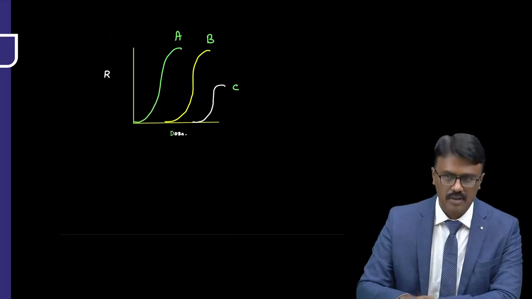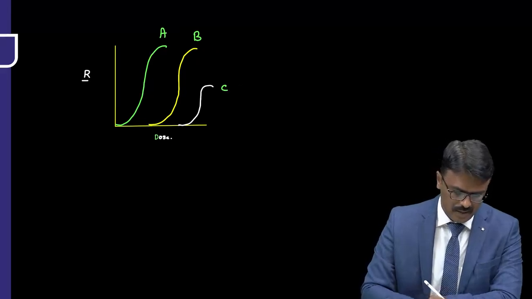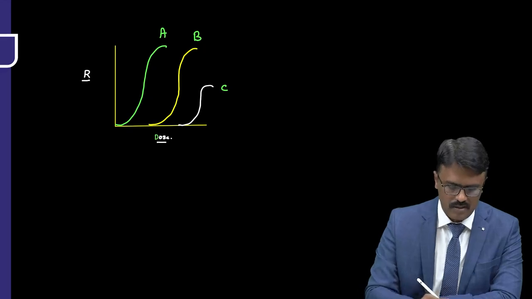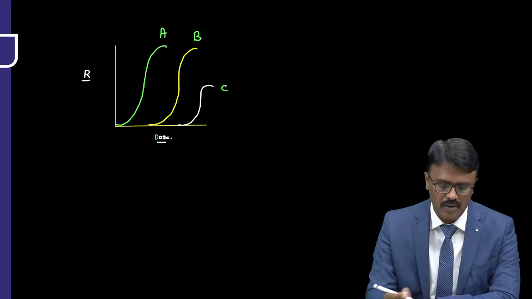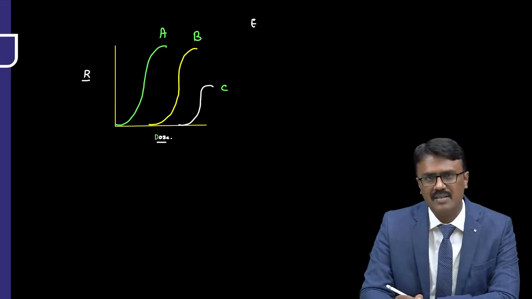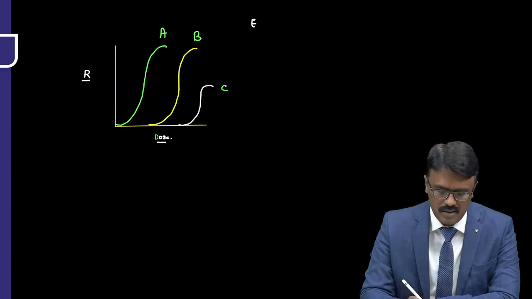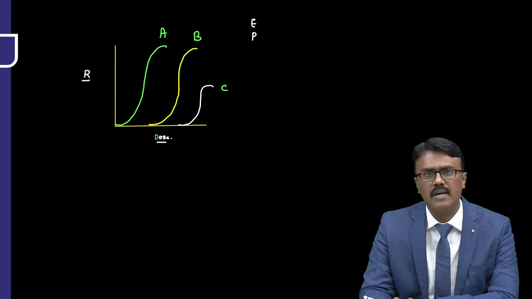Okay, so let me give an example and you need to answer this. Pause the video and just answer this query for me. Now, I've taken this graph. You can see the response here, dose here, and we have three different drugs, A, B, C. Now, you need to do one thing. You have to arrange them in the order of efficacy, which is most efficacious, then intermediate and least. Then you have to arrange them based on potency. Yes, can you do that?